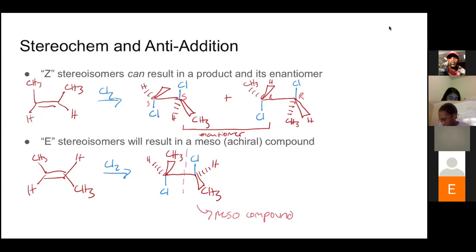But this molecule has a plane of symmetry, so it is meso and achiral, since we have the two stereocenters in the plane of symmetry. So that's just something to keep in mind if you ever see an E stereoisomer in this reaction, and they ask you to write the products.